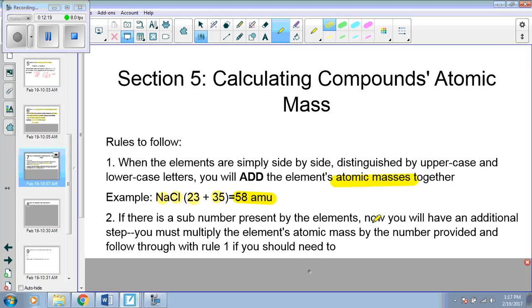All right, this one is a little bit more difficult. If there's a subnumber present by the elements, you guys are going to see this coming up. Let's say I have H and a smaller 2 right behind it. Now I will have an additional step. I need to multiply the element's atomic mass by that subnumber, or by that number provided, and follow through with rule number 1 if you should need to.